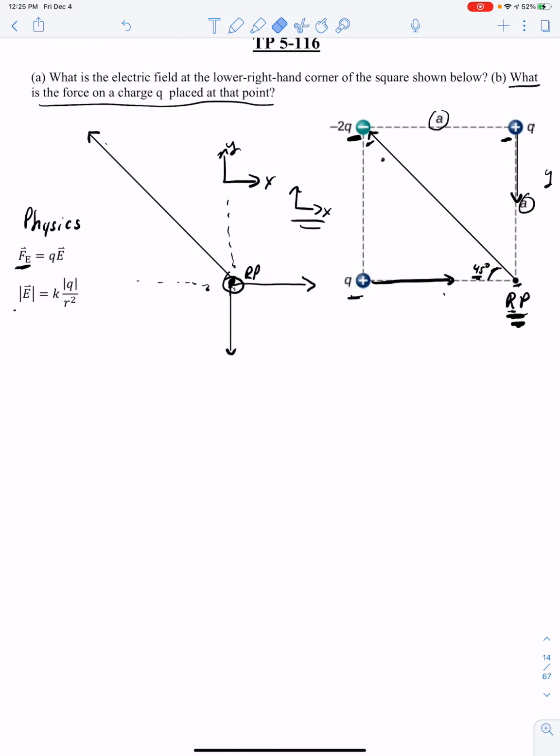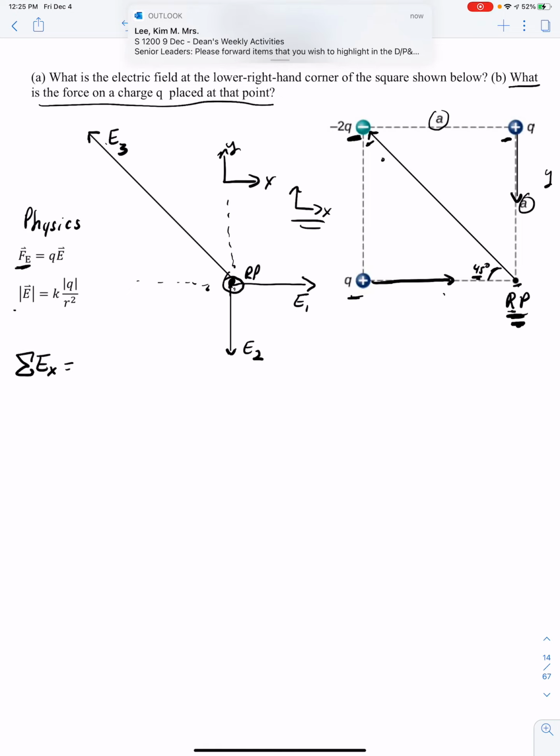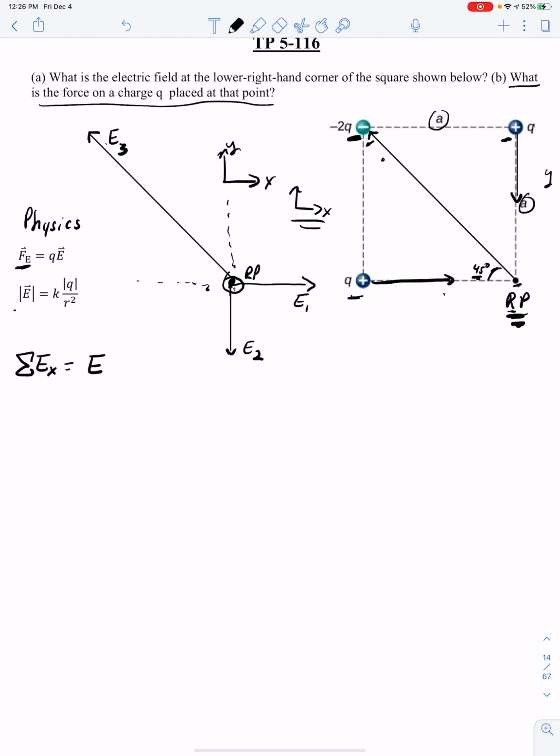So now that we identified the direction, the angle, and the electric fields, I'm going to denote them as electric field 1, electric field 2, and electric field 3. Let's find the net electric field in the X direction. It is going to be, first, E1, which is being affected by this positive charge, and that is positive.